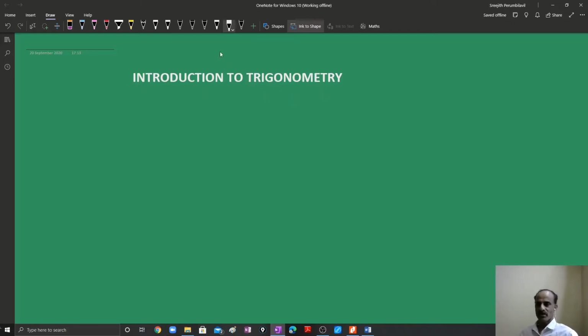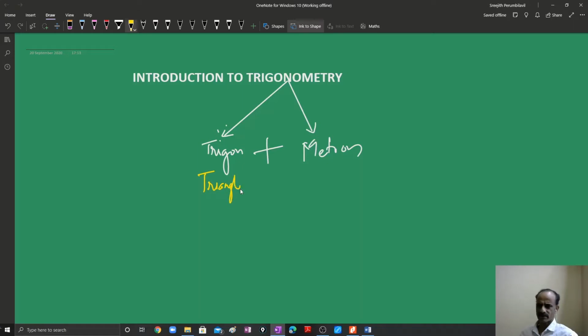In fact, the word trigonometry is self-contained, because the word itself says what it is. It comes from two words: trigon plus metron gives you trigonometry. What is meant by trigon? Trigon means nothing but triangles, and metron means measure, or science of measurements, or study of measurements. So triangle and its measurement together gives you trigonometry.